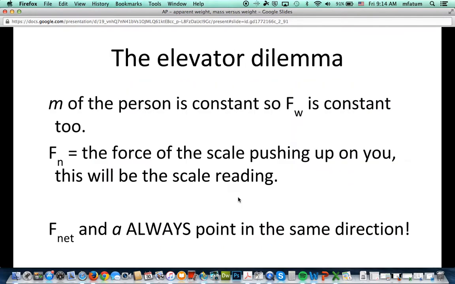So let's talk about the elevator dilemma. We need to define a few things. The mass of the person is constant, so the force of the weight is also constant.